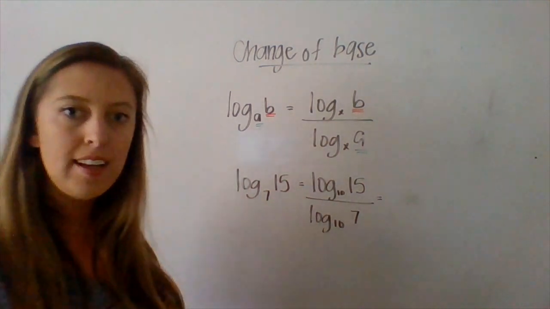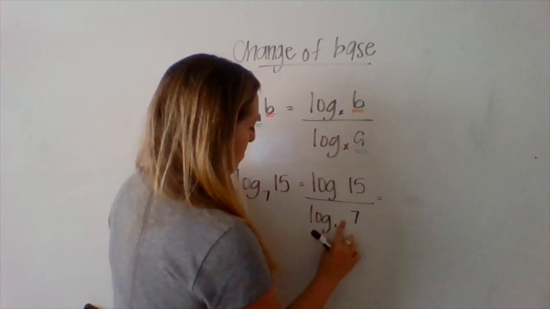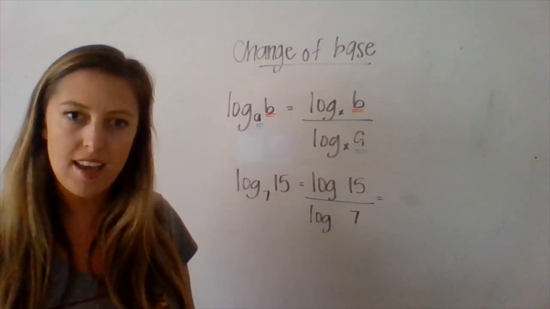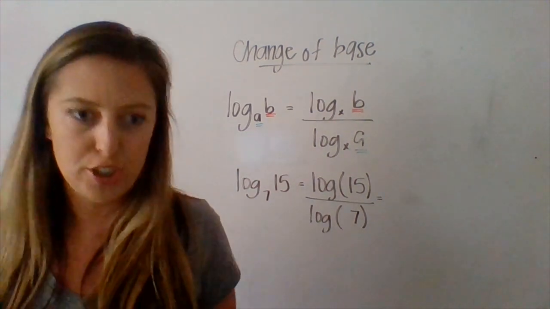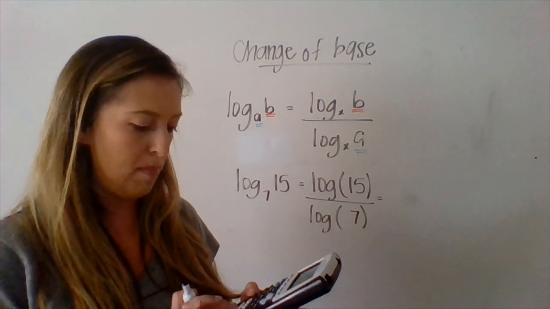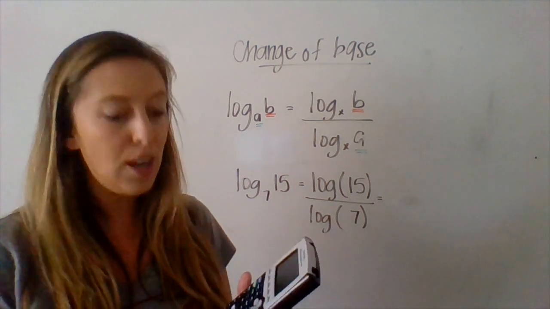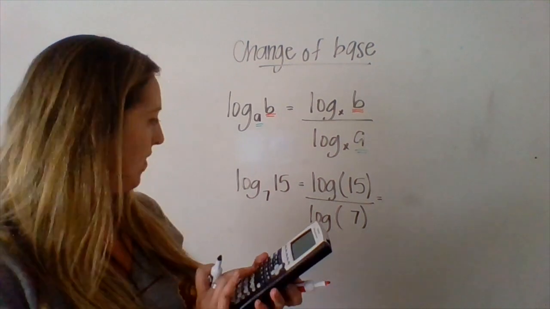Remember the 10, we don't have to write that because this is the common log. So you might see it without that 10, but it means the same thing. You also may or may not see parentheses here. On the calculator, you always do and always should use the parentheses. So then in your calculator, you could just type in log of 15, close your parentheses, divided by log of 7.